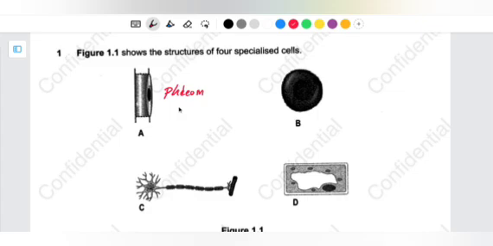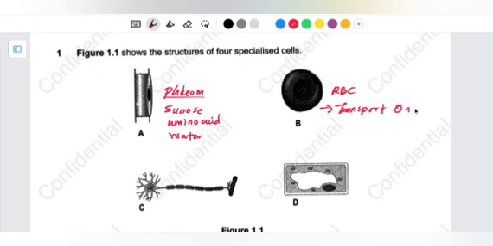For example, we can talk of sucrose, we can talk of amino acids, even water, but mainly manufactured foods. Then the second one is a red blood cell, RBC, but you have to write it in full. In terms of the function, it transports oxygen, O2, from the lungs to the tissues for respiration. It also transports a small amount of carbon dioxide from the tissues to the lungs.